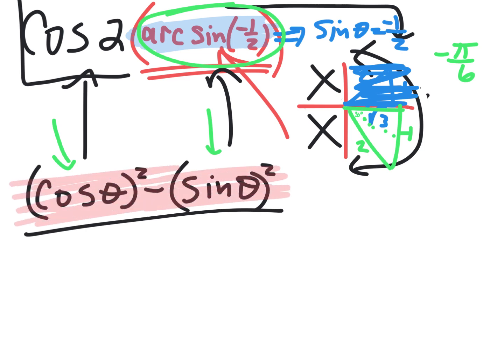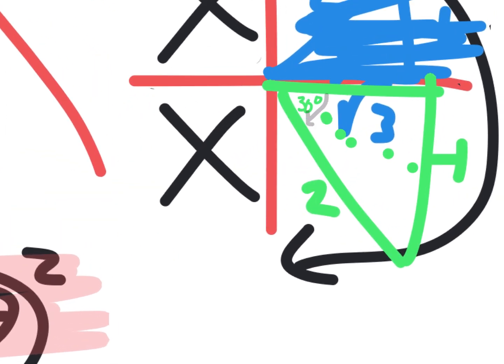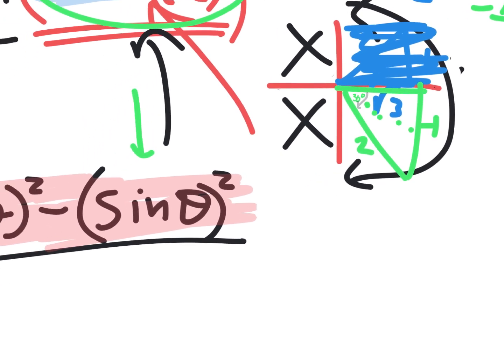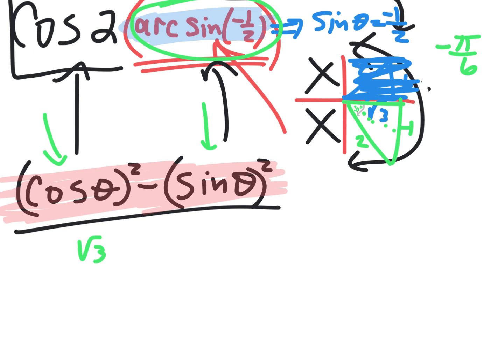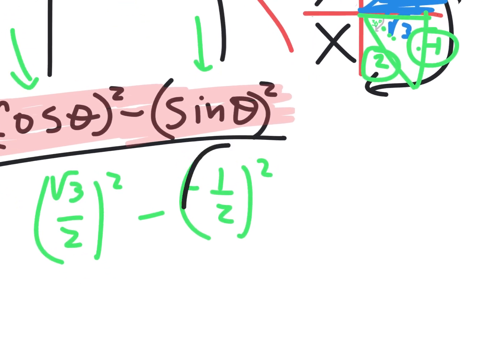Okay, how do I get cosine squared? From the drawing you just made. Cosine of that angle, the angle in question, is this angle right here, negative 30 degrees. Cosine of that is adjacent over hypotenuse, which is root 3 over 2. Minus sine of that angle, opposite over hypotenuse, negative 1 over 2 squared.